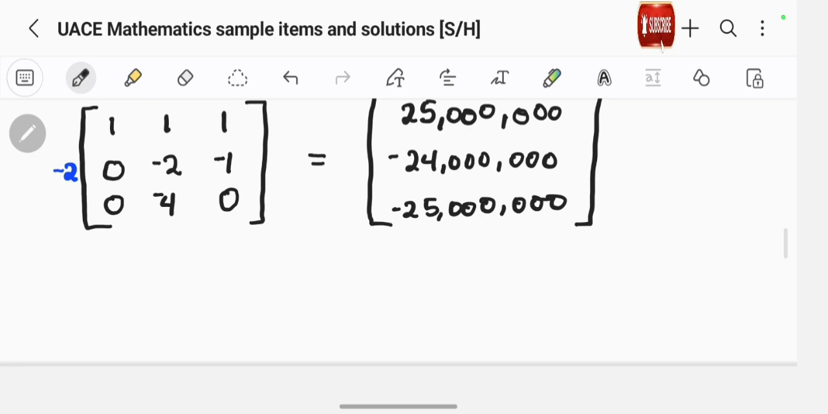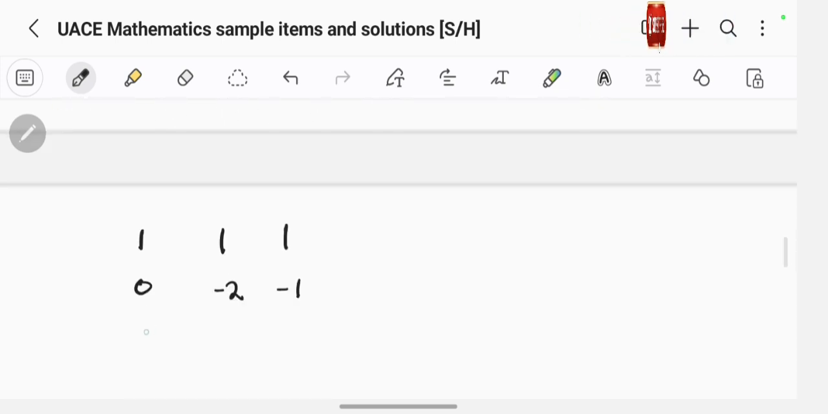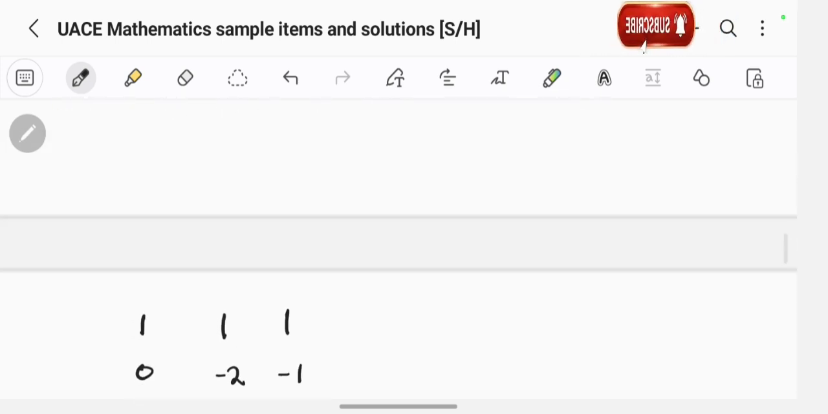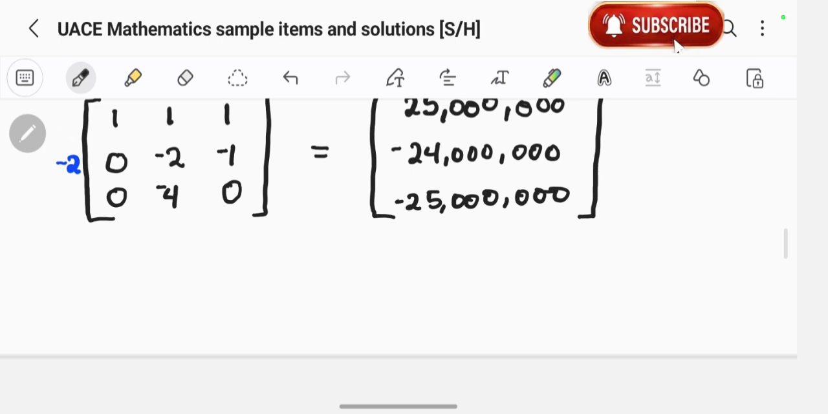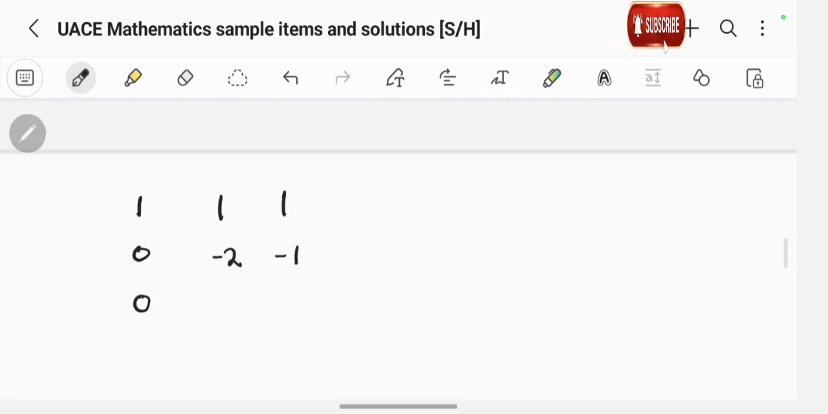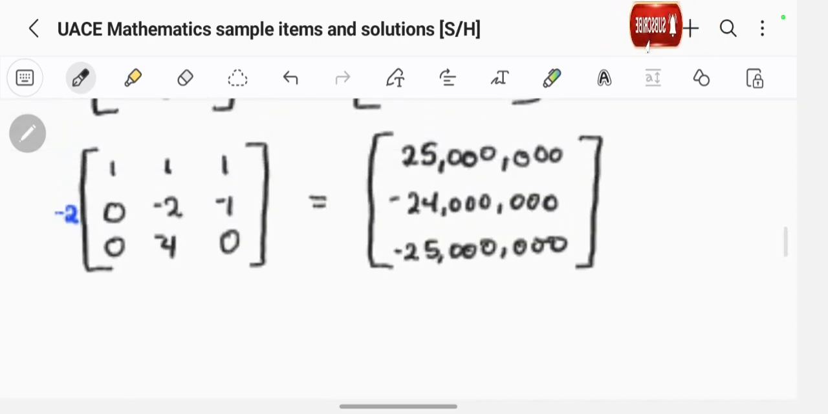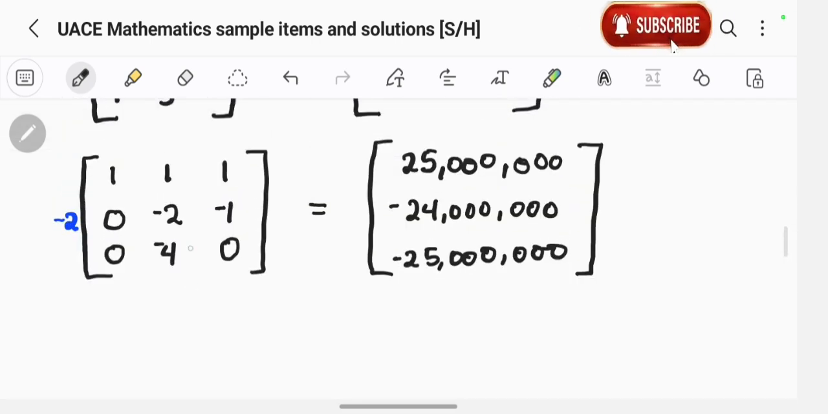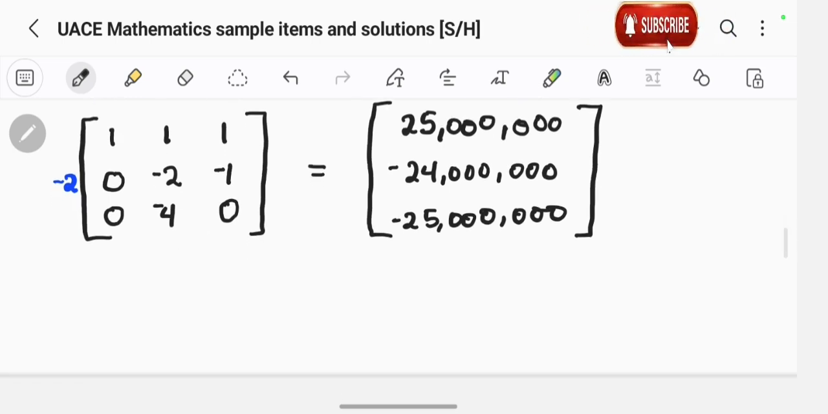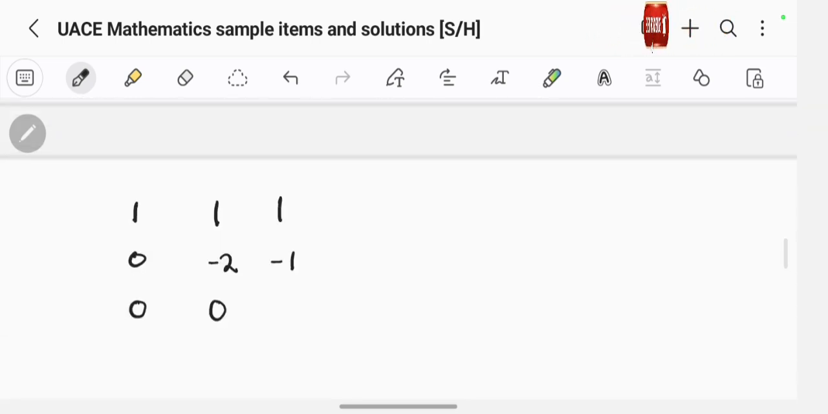Negative 2 times 0 plus 0 is 0 there. Negative 2 times negative 2, that's positive 4. Positive 4 plus negative 4, that's a 0 there. Then negative 2 times negative 1, that's positive 2, plus 0, that's positive 2.